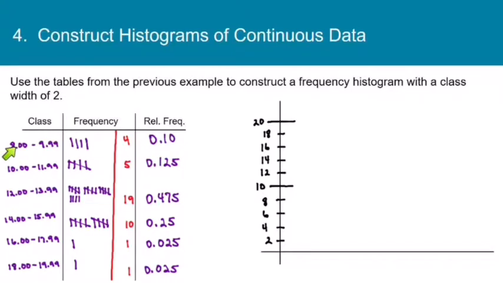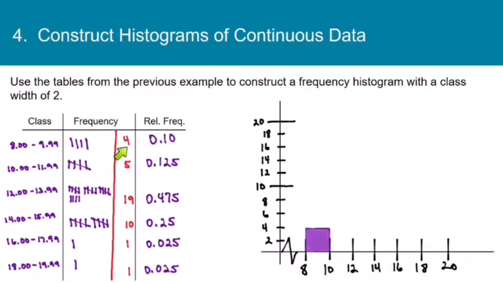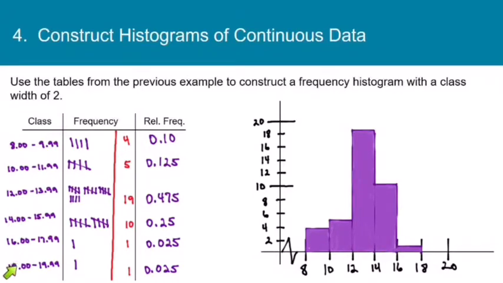And again, we don't have our first bar until we get to 8, but I don't want to count out to 8 here, so I'm going to put that break symbol again, and then I'm going to label each lower class limit, including the 20, which would be the lower class limit of the next class. And let's go ahead and draw our bars. So between the 8 and the 10, we'll have a bar with a height of 4. Between the 10 and the 12, we'll have a bar with a height of 5, then 19, then 10, then 1, and 1.